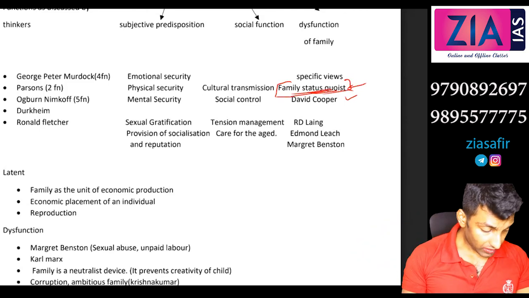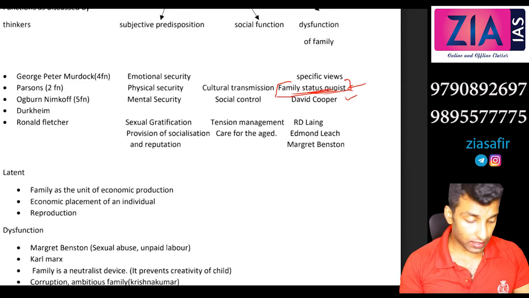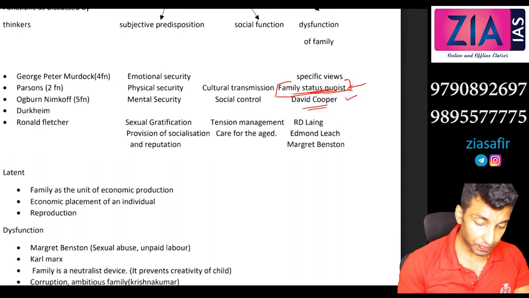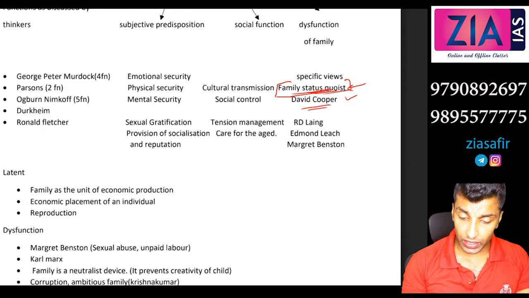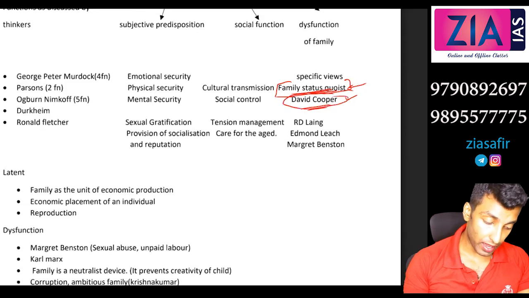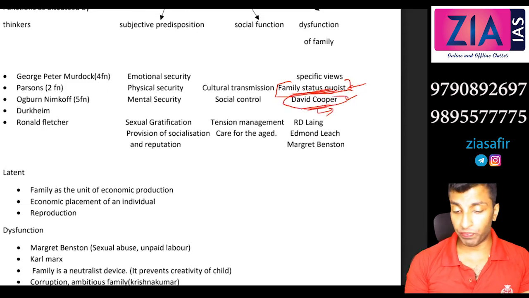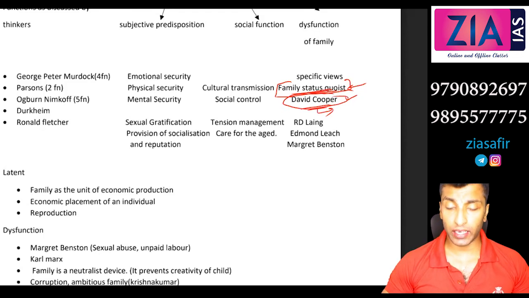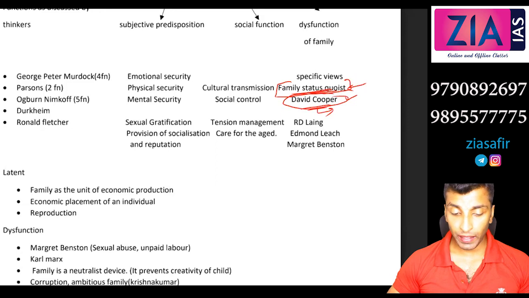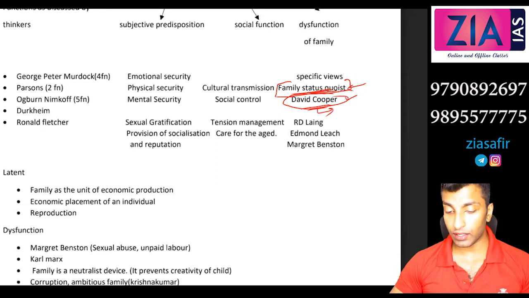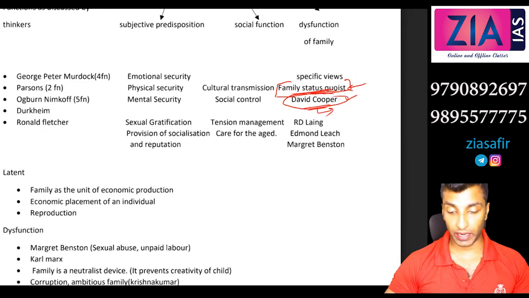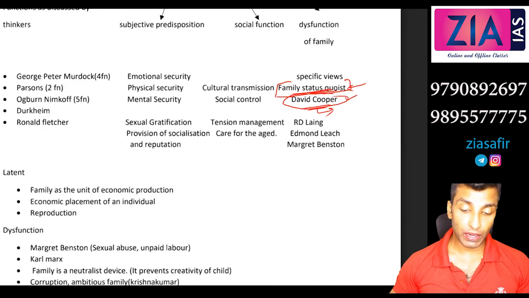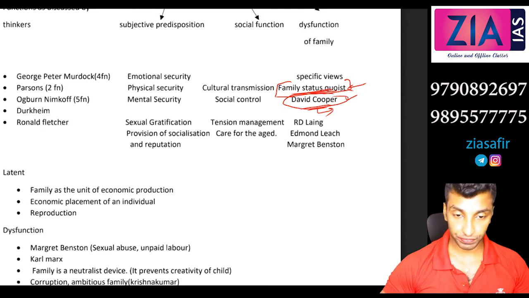Now David Cooper, in his book Death of the Family, considers family as an ideological conditioning device in an exploitative society. David Cooper is also a Marxist, so he's saying family is an ideological conditioning device. So family conditions your mind in such a way that you will go and work in this particular domain and you will not question anything, you will be submissive, etc.